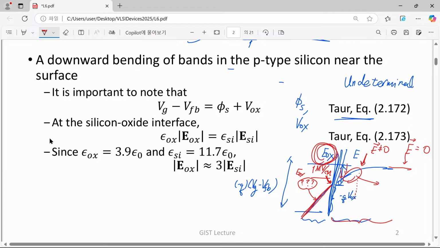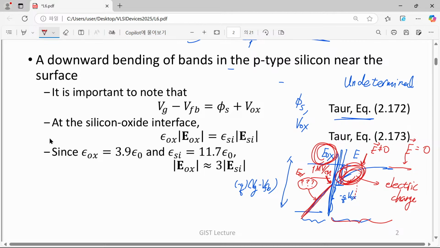What is it? As I told you before, electric field can change only when we have electric charge. When there exists electric charge, then we can bend the energy band. So simply speaking, here we can find net non-zero electric charge for this system.